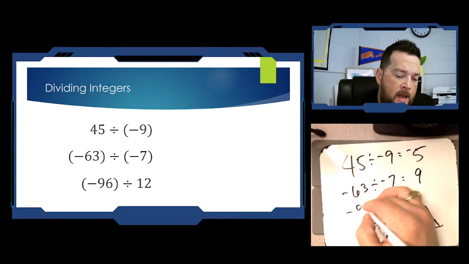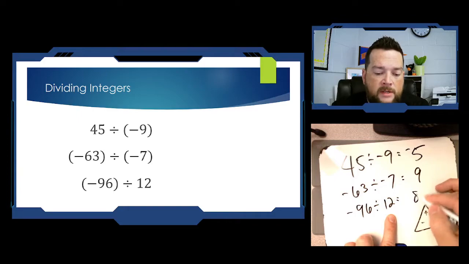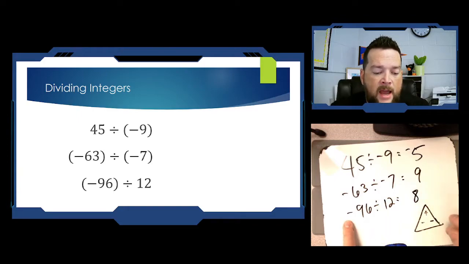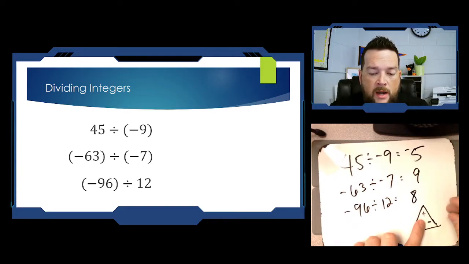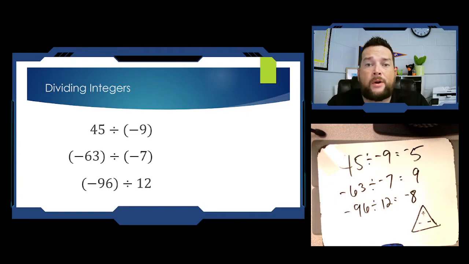And then finally, negative 96 divided by 12. 96 divided by 12 is 8, and we have a negative divided by a positive. So we're going to go here. A negative divided by a positive is going to be what's left over, and that's a negative. It works just like that. So hopefully those are really straightforward to you.